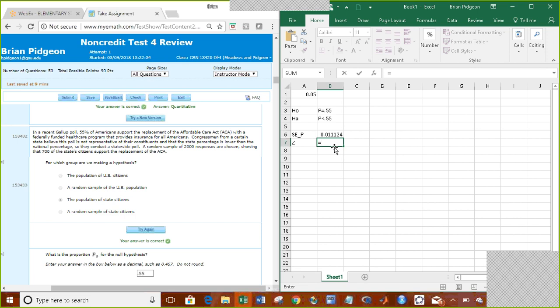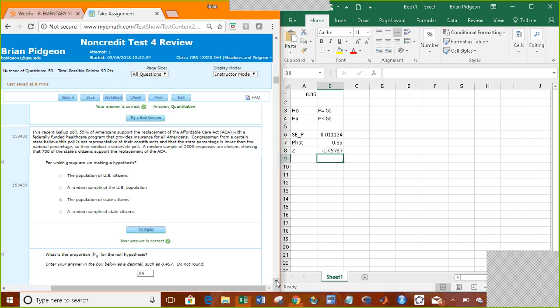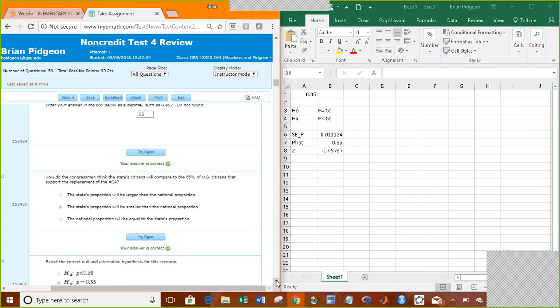Our z-score is the same as before. It's going to be our sample proportion. This is really the only time you actually need to use p-hat, in the test statistics. Our sample proportion is 700 divided by 2,000. So our z is p-hat minus 0.55, divided by the standard error. And that's a very small z-score.